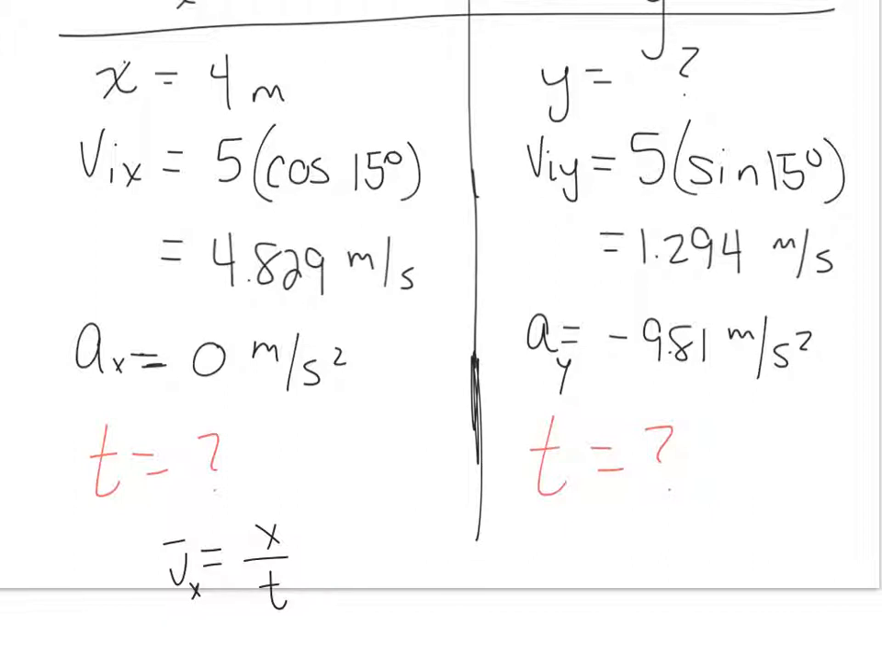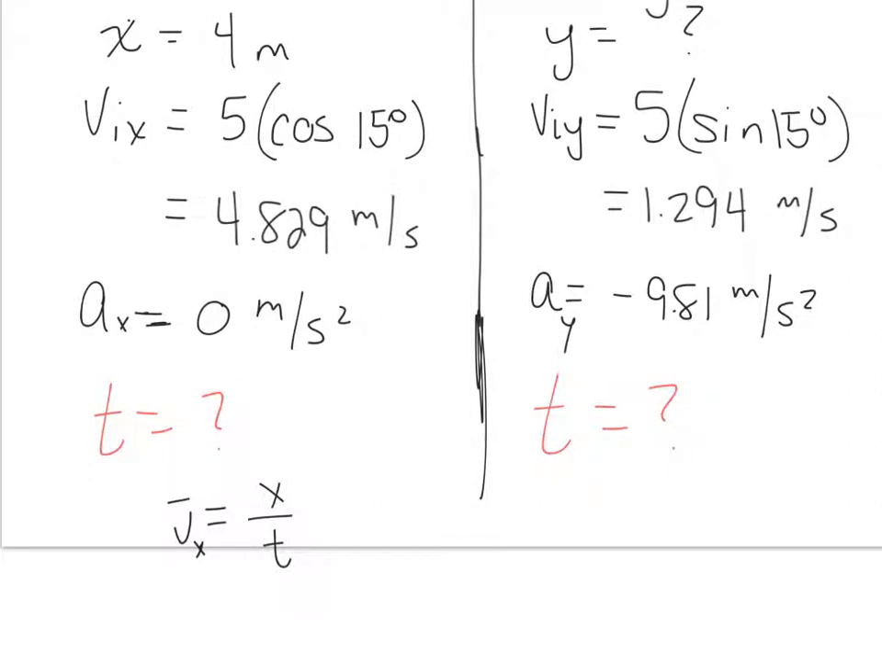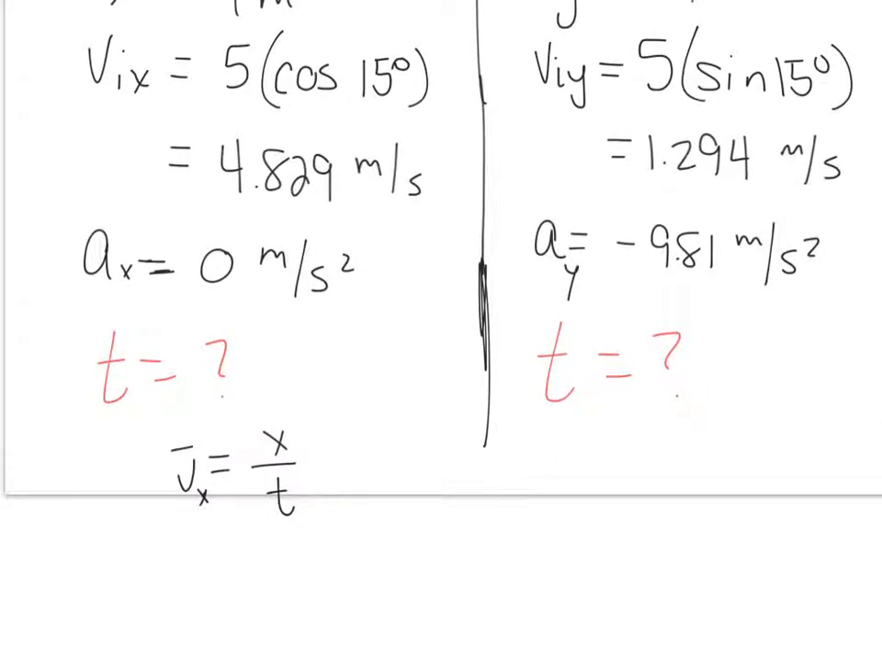I can put a 4 in for x, and what can I solve for in this equation? T. Solve for time. Either rearrange it, flip-flop, right, remember this? Just flip them. Just switch these two positions right here, and then plug in the x and the Vx. What do we get? You got an answer?